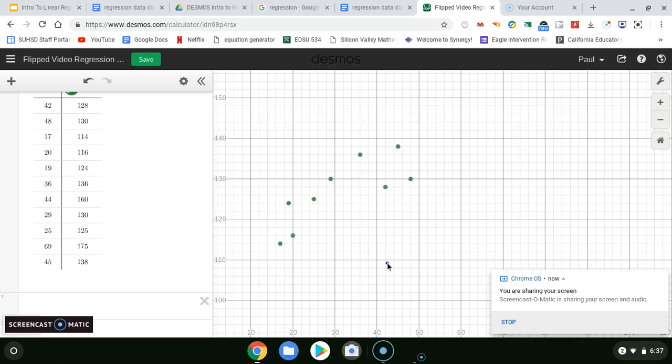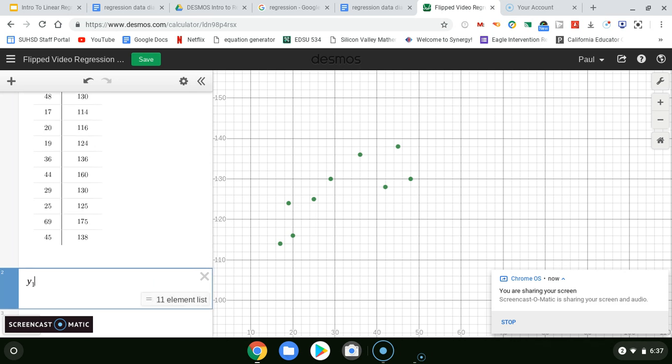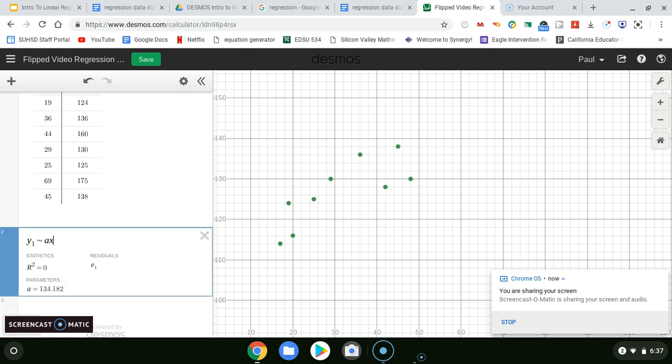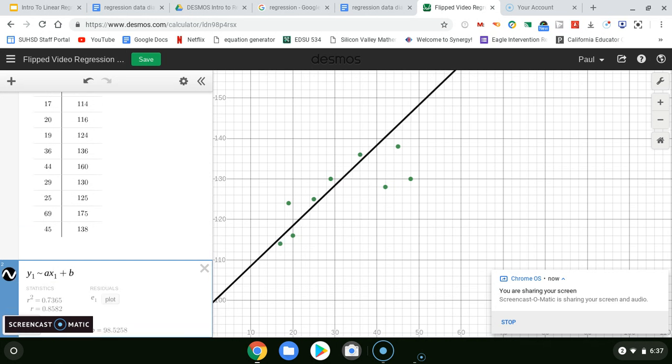So there's our data, and it looks like we could probably get a line to fit it. So in the next box, you'll type, this is the code you always type to get a linear regression, y1, and then this is the approximately symbol. It's right next to the 1 on your keyboard. a, that's our slope, x1 plus b.